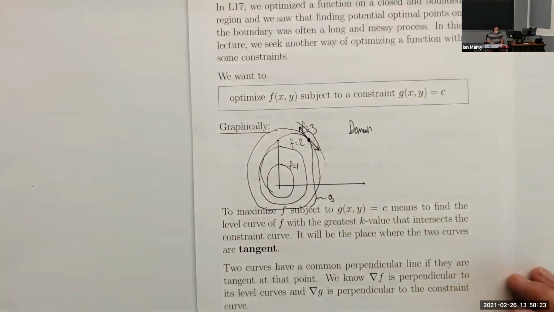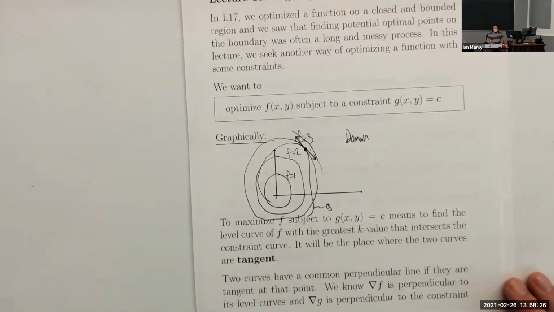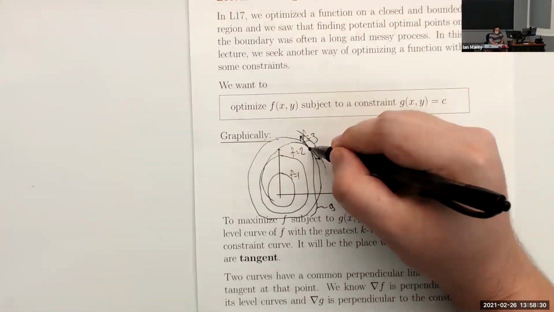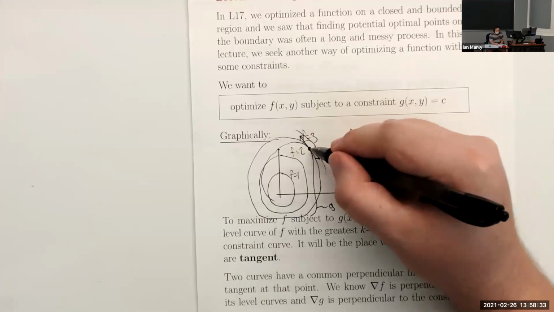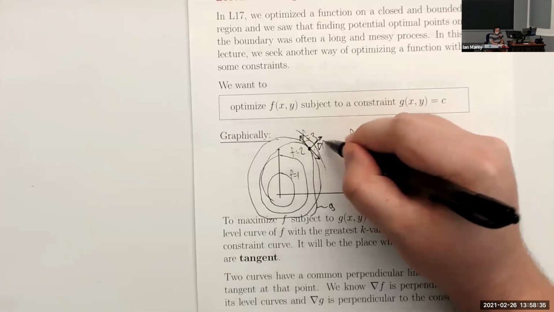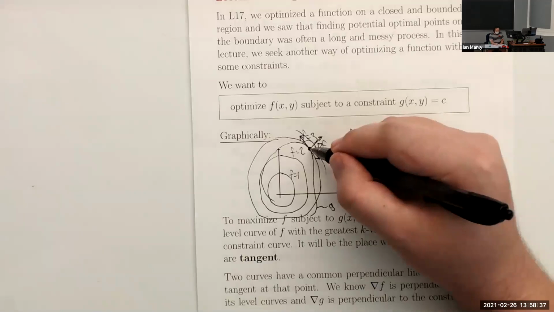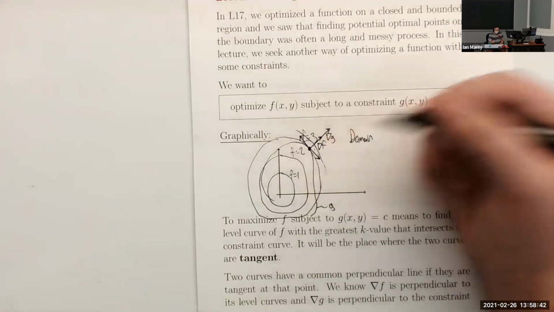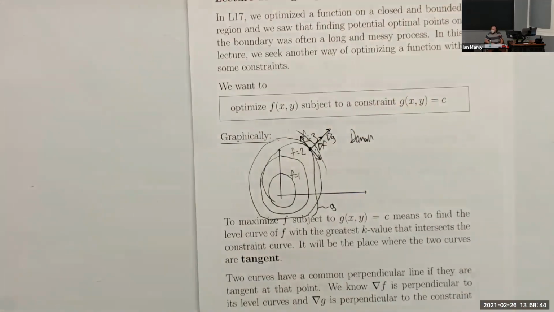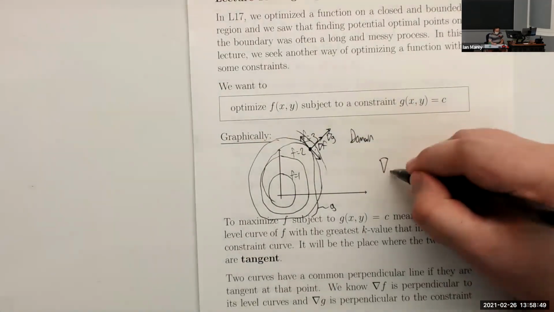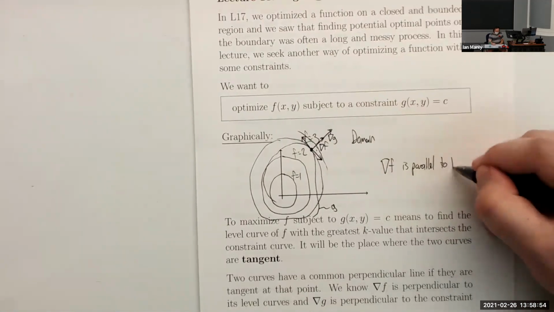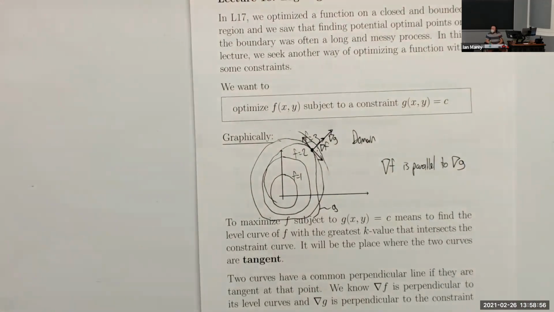Now, why does this matter? Well, let's say that we looked at the gradient vectors for both of these functions. The gradient vector, remember, is perpendicular to the level curve. So the gradient of f might be something like this, but then the gradient of g will also have to be in the same direction because they have the same tangent line, meaning that perpendicular to them is in the same direction. So this means that the gradient of f needs to be parallel to the gradient of g.